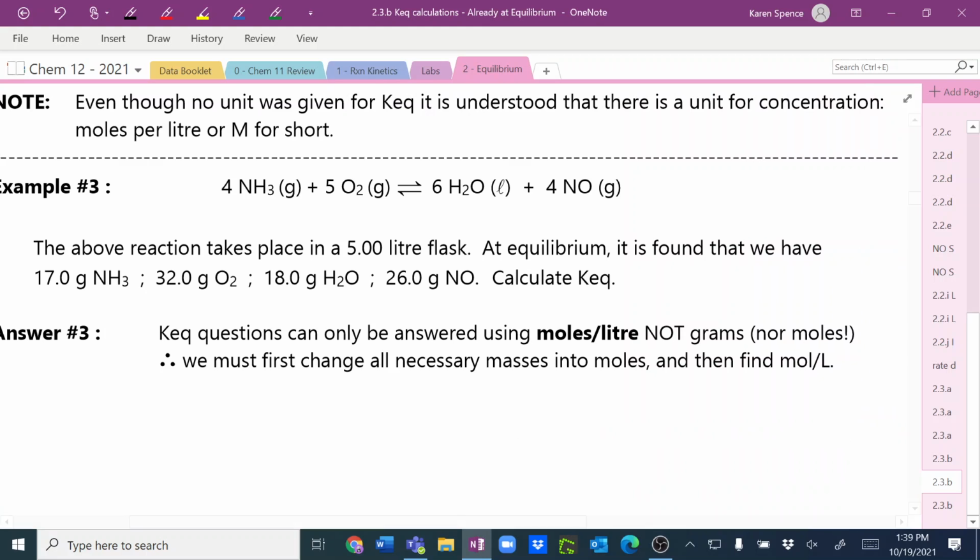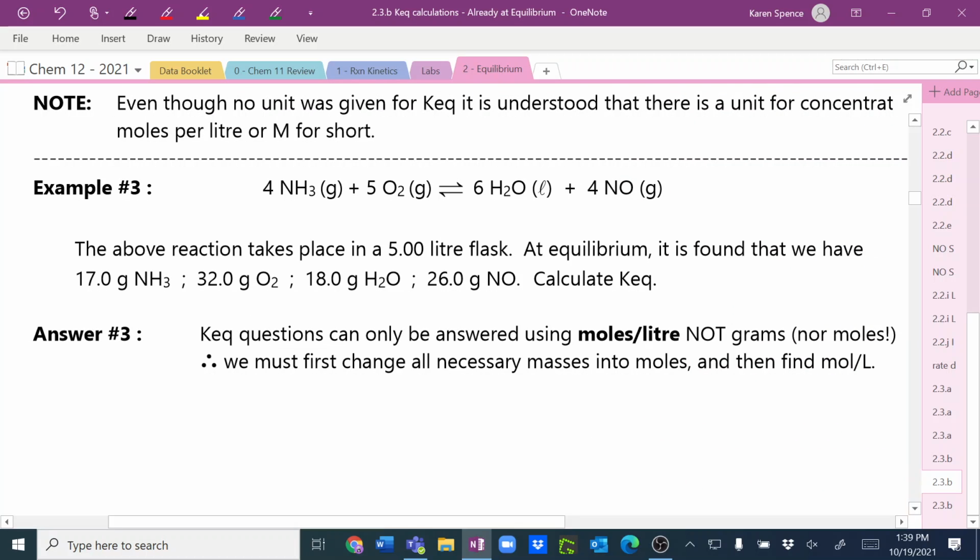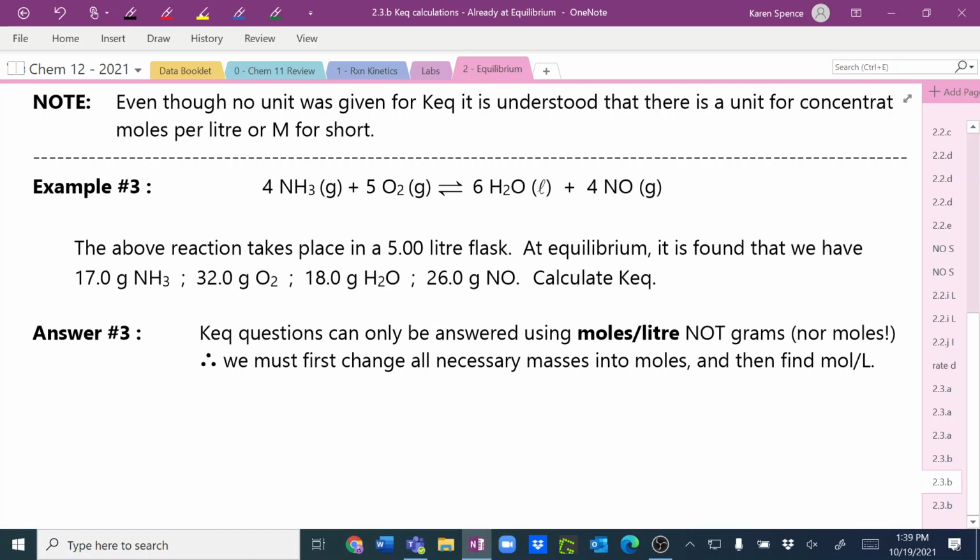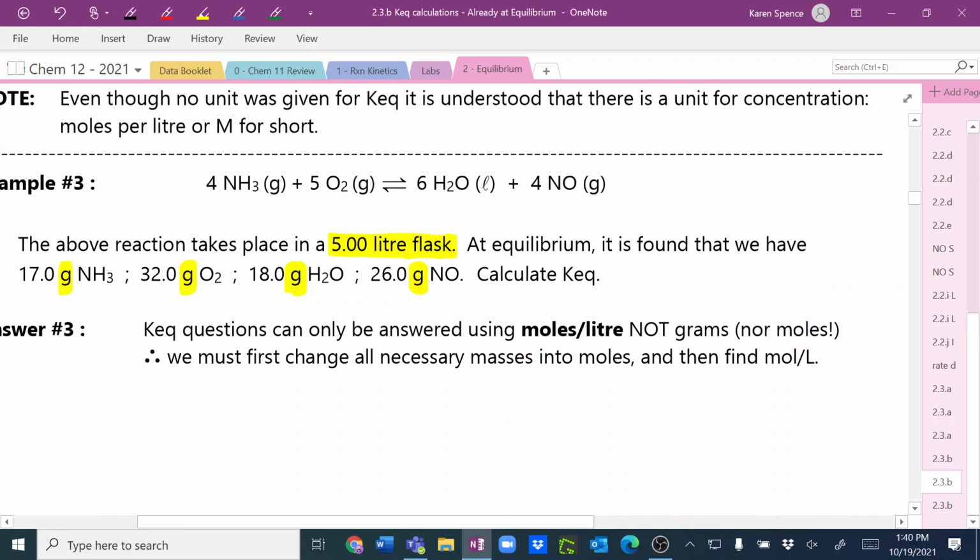Example number 3. Here we have a complicated reaction with lots of big coefficients, and it takes place in a 5-liter flask. What is different about this question from the ones that we have previously done? We've got liters, and also we've got grams instead of moles. The KEQ expression must use moles per liter. So what are you going to have to do with your grams?